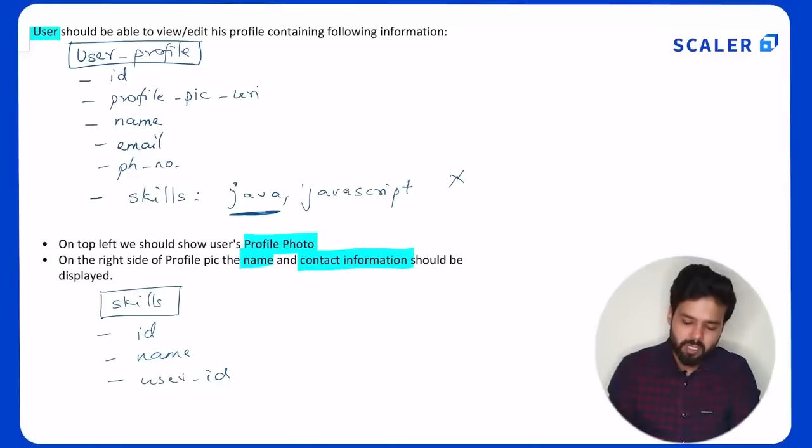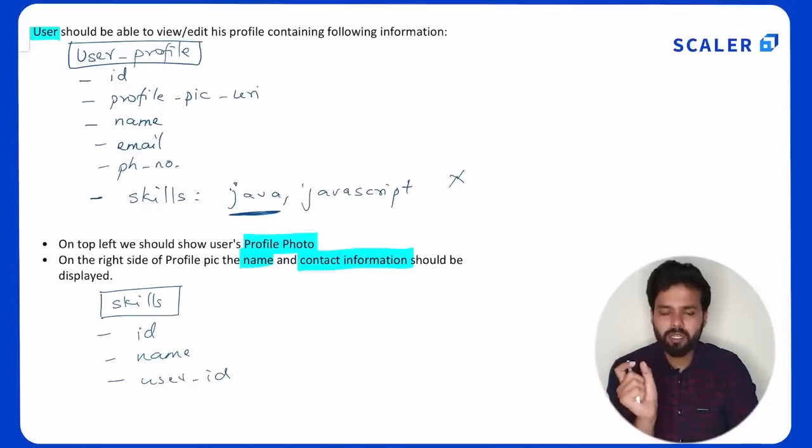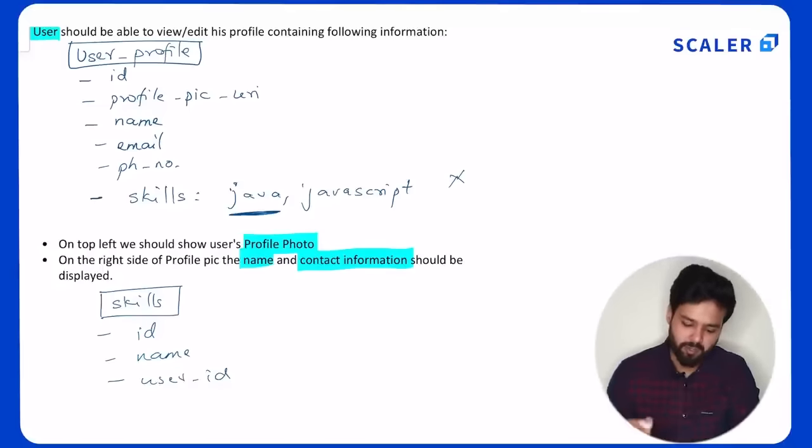If you look closely, the two entities, the user profile entity and the skill entity, what is the kind of relationship between these two entities, right? So user can have multiple skills. Similarly, a skill can be having multiple users, right? So it's a many to many kind of a relationship.